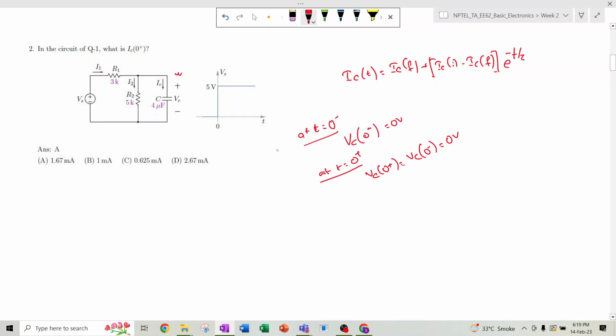So 0 volt means that is basically short circuit. So the equivalent circuit becomes Vs and then 3k, here it should be 5k, and this Vc(0+) is nothing but the 0 volt, so it is short circuit, and Vs is 5 volt. So this is the Vc which is 0 volt, that means it is short circuit.